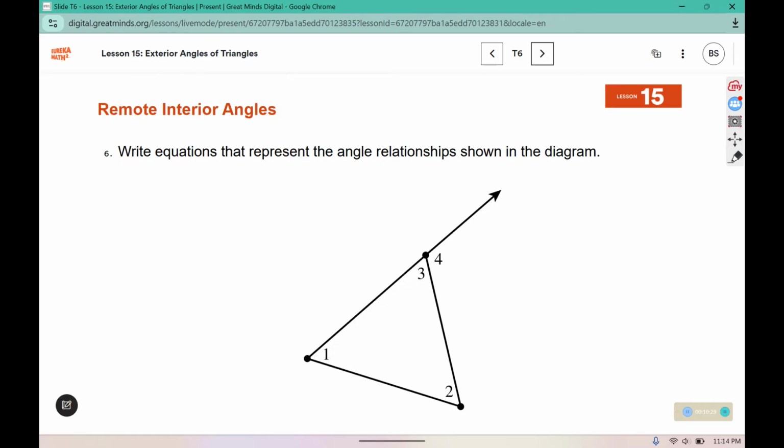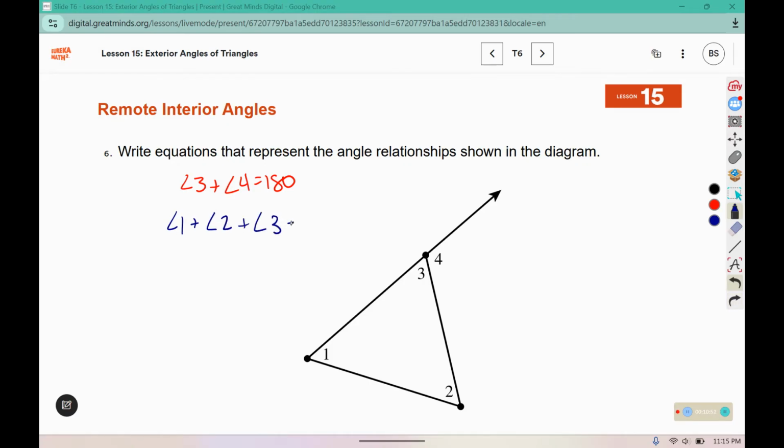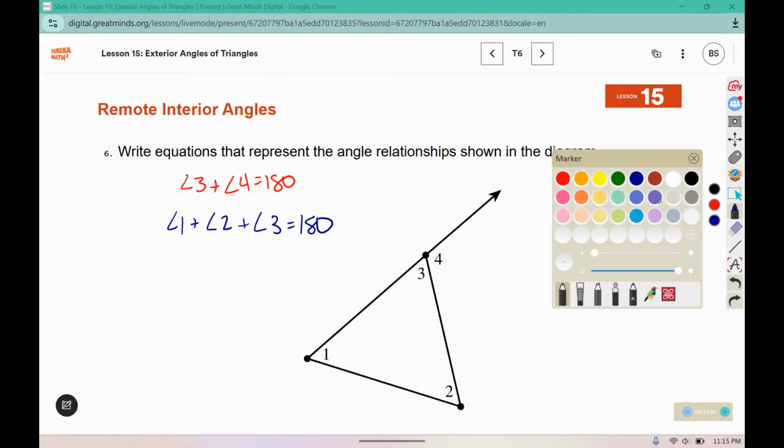Write an equation that represents the angle relationships shown in the diagram. There are several relationships that add up to 180. We know that angle 3 plus angle 4 makes a 180 degree angle, because that's a straight line. We also know that angle 1 plus angle 2 plus angle 3 makes 180, because that's the inside of a triangle. So we can say, since they're both equal to 180, that they are equal to each other.